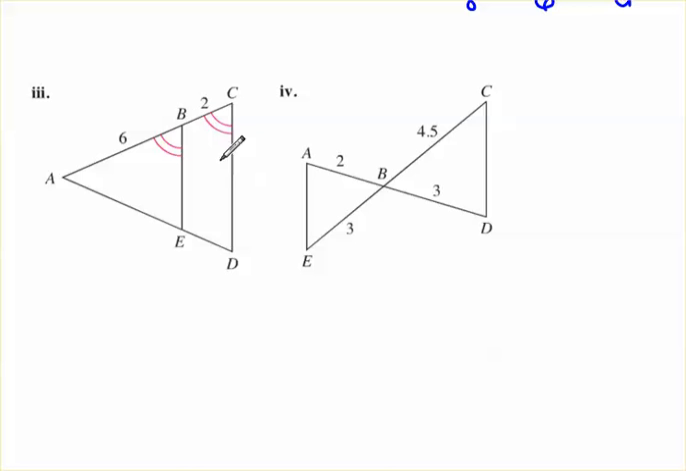each other. So in this case, we have a side, an angle, and a side that is proportional to a side, an angle, and a side. So this is side, angle, side proportionality.